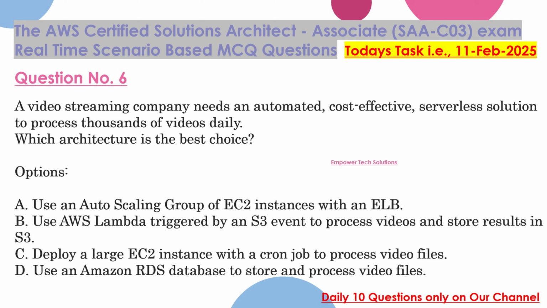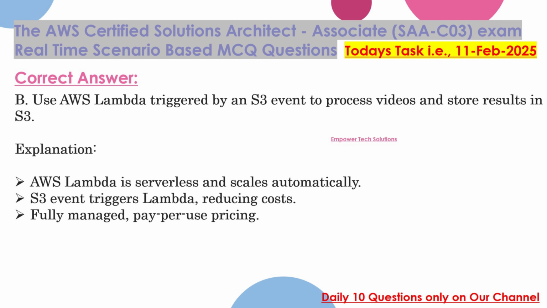Options: A. Use an auto-scaling group of EC2 instances with an ELB. B. Use AWS Lambda triggered by an S3 event to process videos and store results in S3. C. Deploy a large EC2 instance with a cron job to process video files. D. Use an Amazon RDS database to store and process video files. Correct answer: B. Use AWS Lambda triggered by an S3 event to process videos and store results in S3.